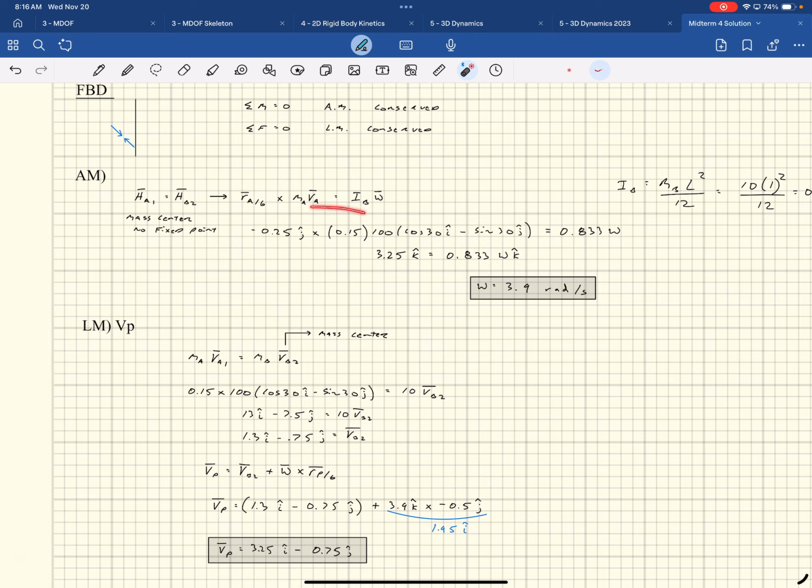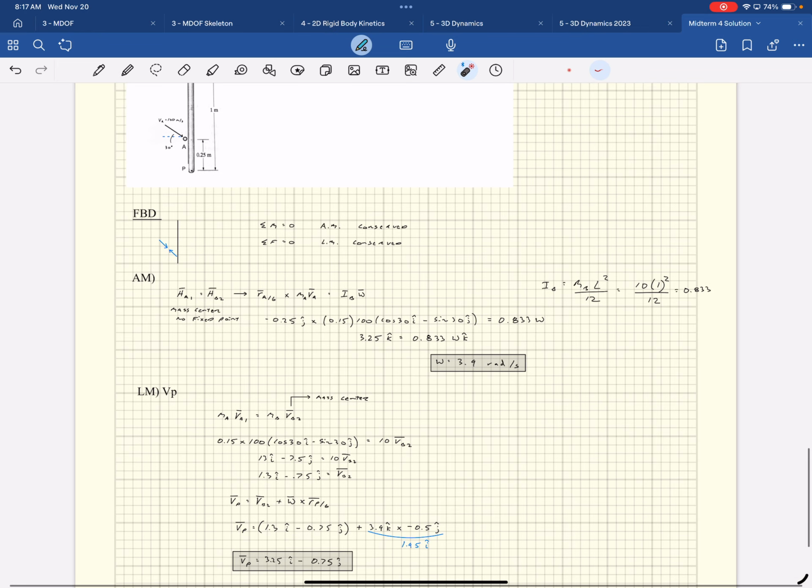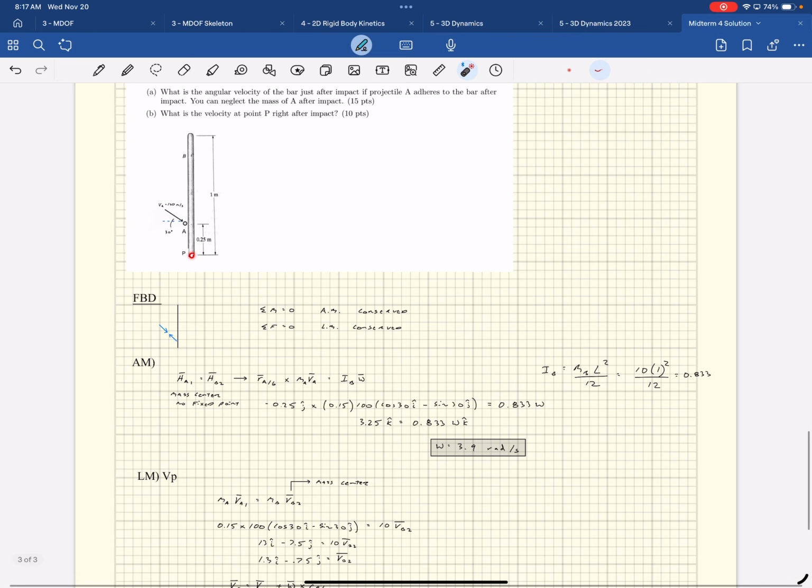But that's it, right? So that's my R cross M V_G. You just carry out this cross product. You get 3.25 in the K, and that's equal to 0.833 omega in the K. The only unknown there is omega, so you get omega is equal to 3.9 radians per second. Like I said, about 90% of you got that right. Good job. But this is where I got the rest of you. So now we're trying to go to V_P, right? I need to know what the velocity of P is.